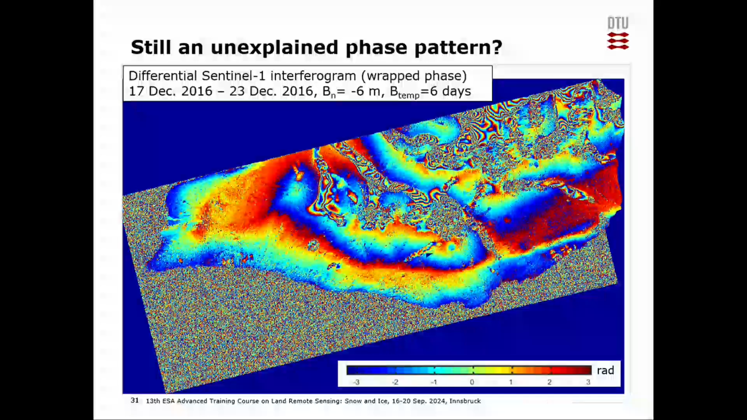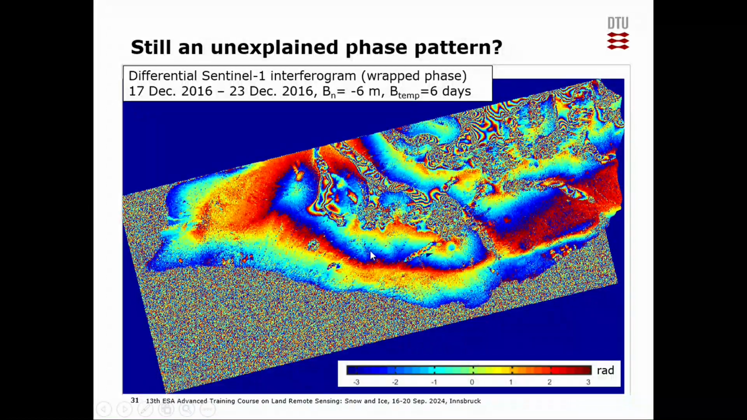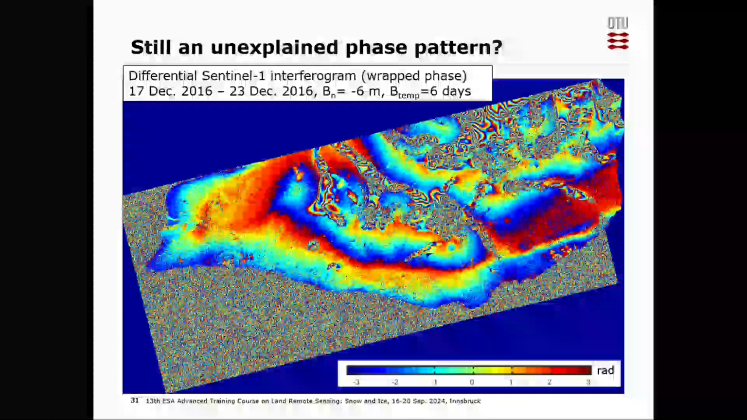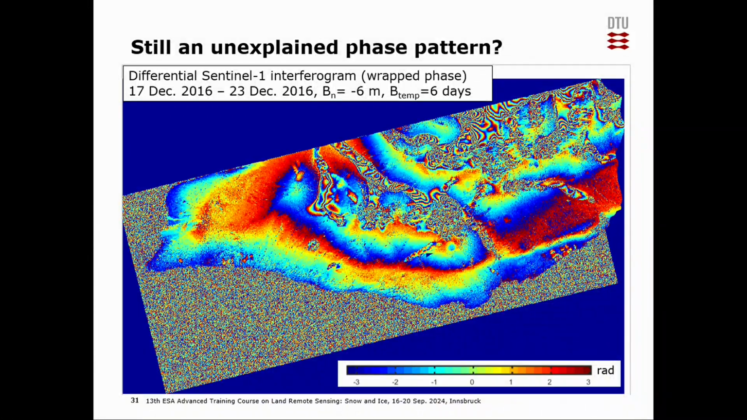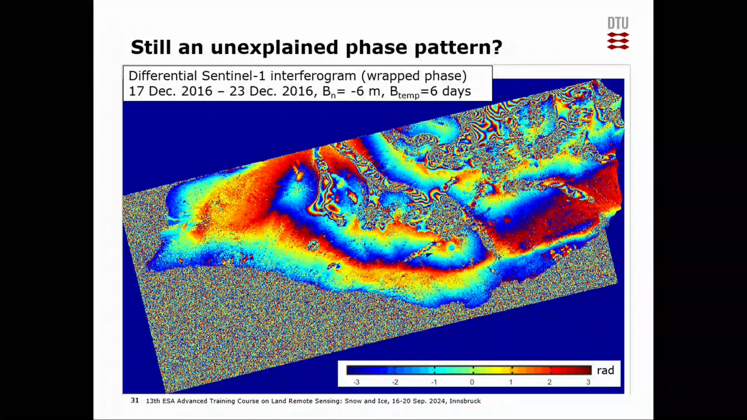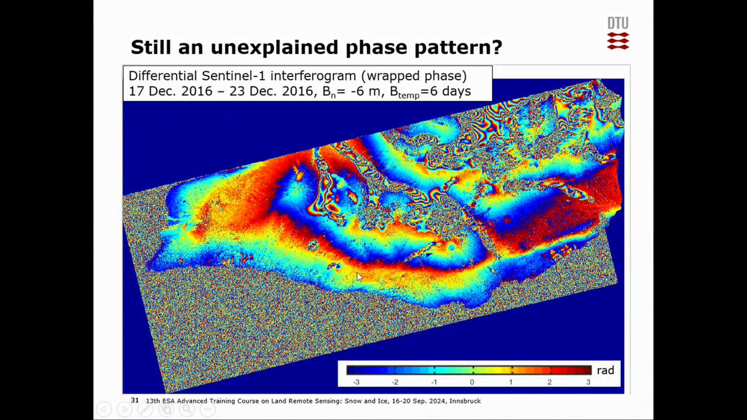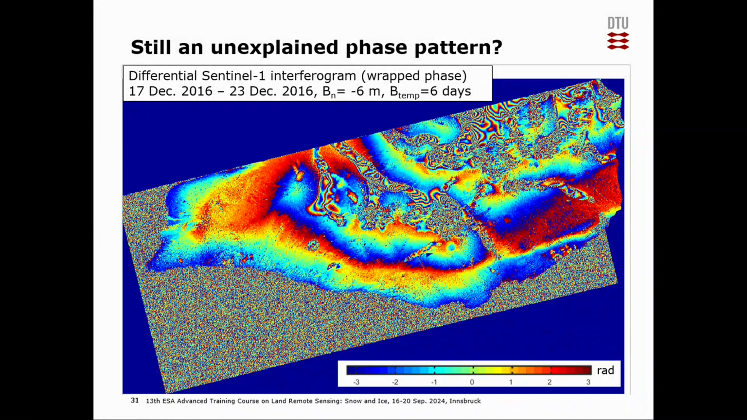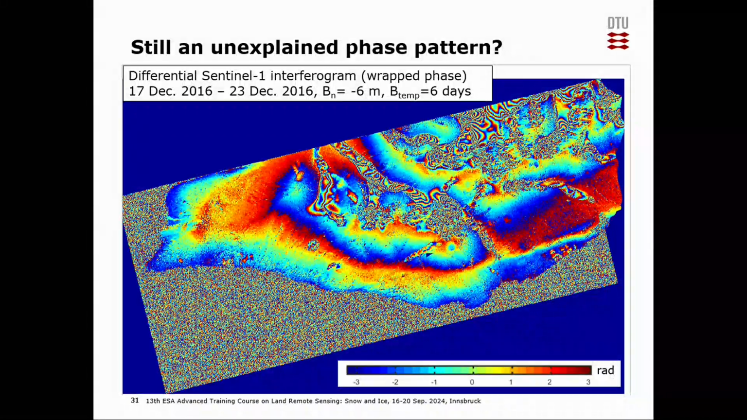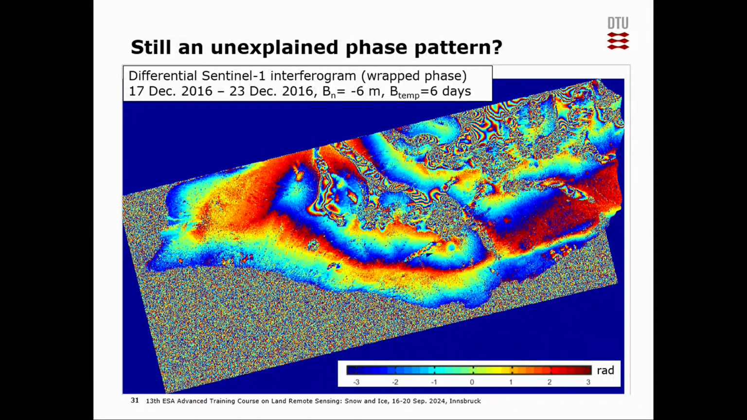You can count it. I can count it. This is one fringe, so it's an easy count. One fringe is how much motion in the range direction, towards and away from the radar? Half a wavelength, so 2.8 centimeters, this is Sentinel. So either the top of the cliff is moving 2.8 centimeters compared to the foot of the cliff, major earthquake, or something else. What can the something else be?